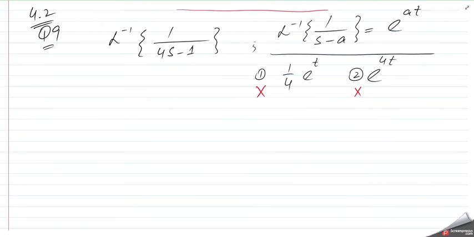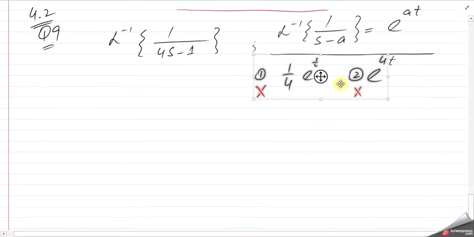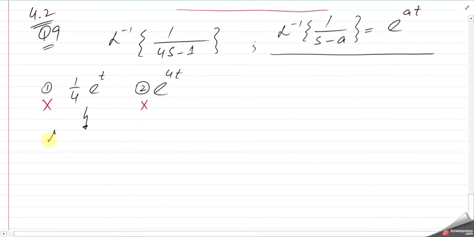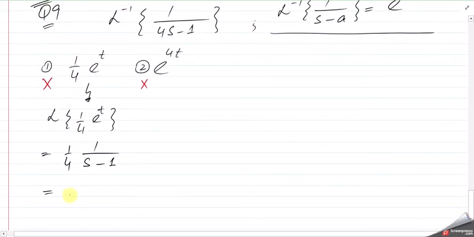Let's see why. Let me move this over here. So what is Laplace of this thing? What if I take Laplace of 1 over 4 e power t? What do I get? I get 1 over 4 because it's a constant and it stays outside. Then 1 over s minus a, where a is 1 in this case, which I can write as 1 over 4s minus 4.